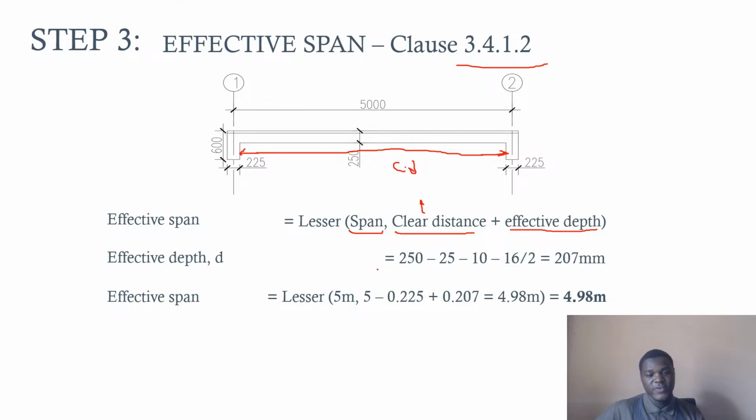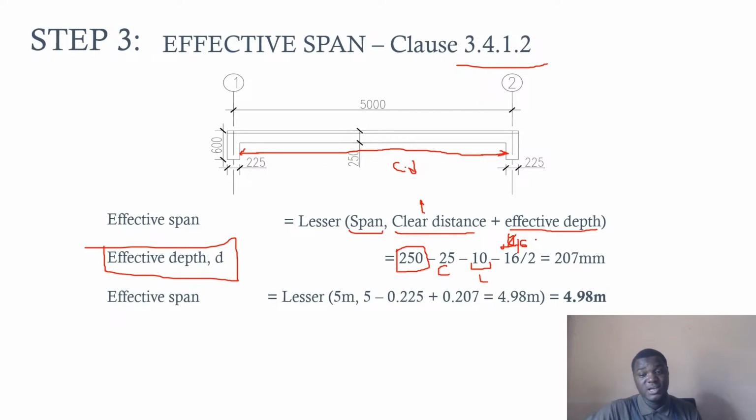So definitely for the effective span, we need to know our effective depth first. The total depth of the beam is 250. To calculate the effective depth, we need the height of the beam, 250, minus the cover to reinforcement. We are assuming a cover of 25 in this case. Then minus the links, in case there are links. It is a rib, so it's like a beam, and all the reinforcement is tied down with a link. So the 10 here is the links, and then half the diameter of the bar. The bar we are assuming is 16 for our rib beam, but in the design we might end up with something smaller, but let's assume 16, half of it. So at the end of the day, your effective depth is 207 millimeters.